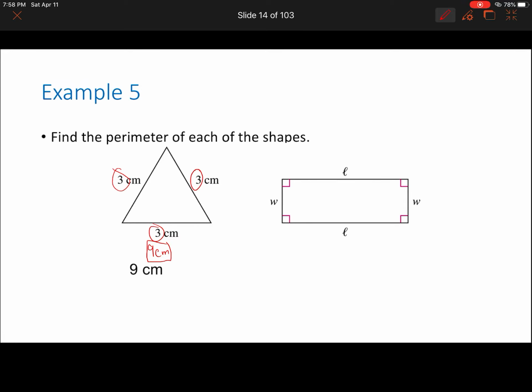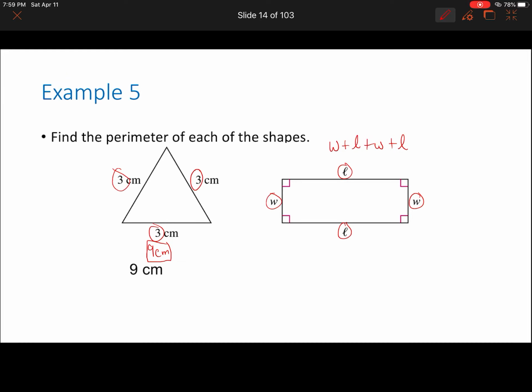Now, that one's hopefully pretty simple. Look at the next one, though. We have this rectangle, and we know that the perimeter can be found by adding all the sides up, right? So if you take W, which is this side, and you add that to L, which is this side, and you add that to W, which is the other side, and then add that to the other L, then you'll have your perimeter. Now, we can simplify that a little bit.